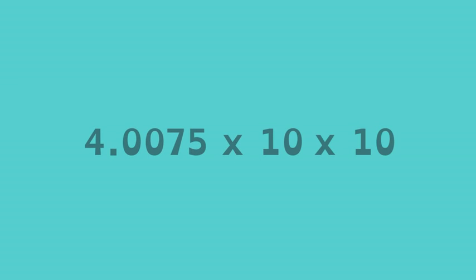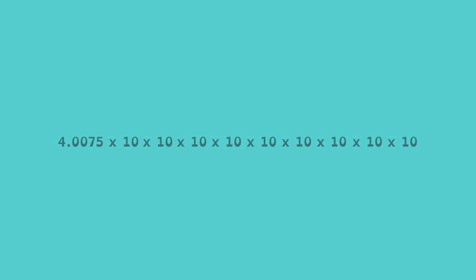That's the same as saying 4 75 10,000 times 10 times 10 and so on, for a total of 9 times. Multiplying by 10 9 times is represented by the exponent, positive 9.